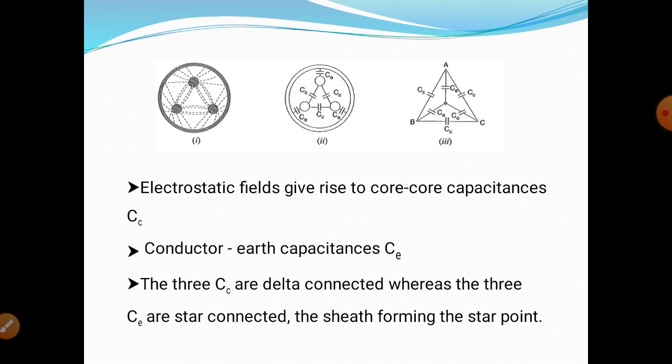In 3CC, the core to core capacitances are connected in delta, whereas the 3CE is nothing but conductor to earth capacitances connected in star connection, the sheath forming the star point.